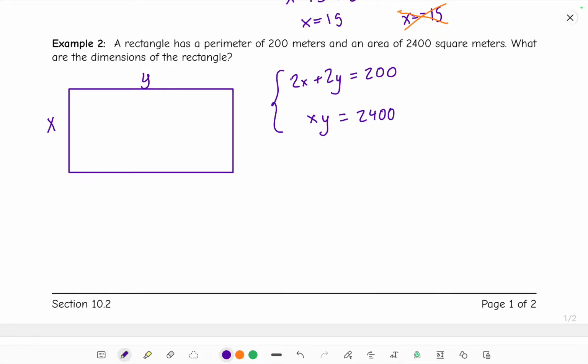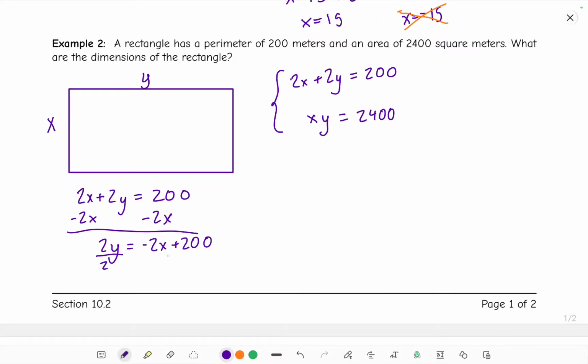So we have a system of equations. So we're going to use the substitution method to solve it. Let's take the first equation and solve it for y. So subtract 2x from both sides. 2y equals negative 2x plus 200. Divide by 2. y equals negative x plus 100.